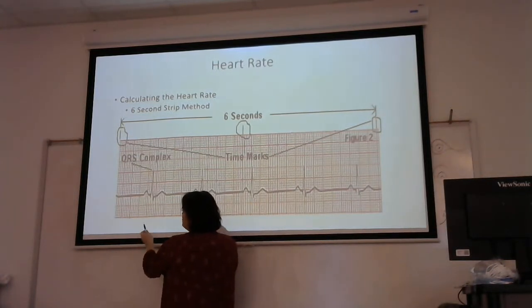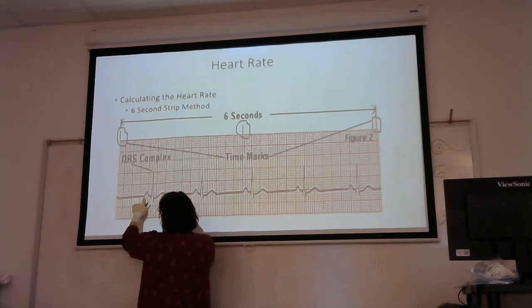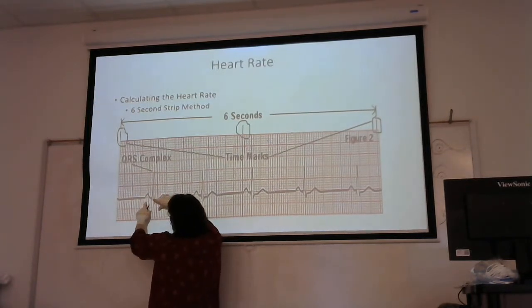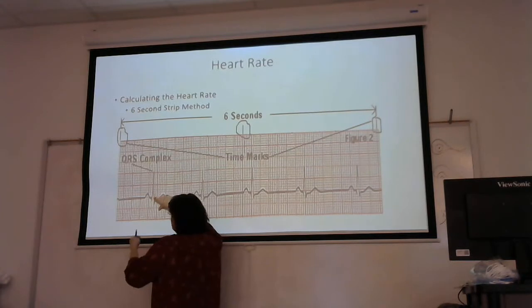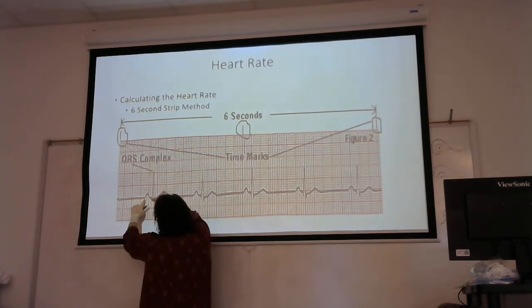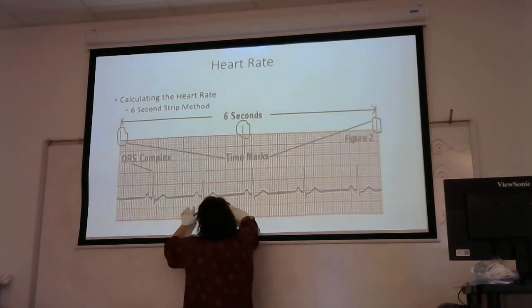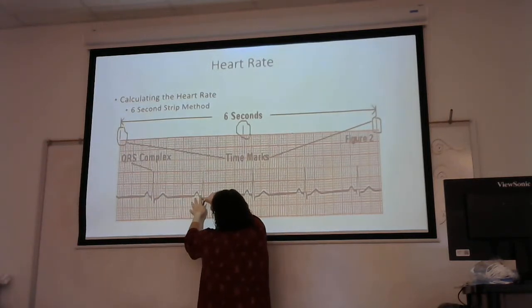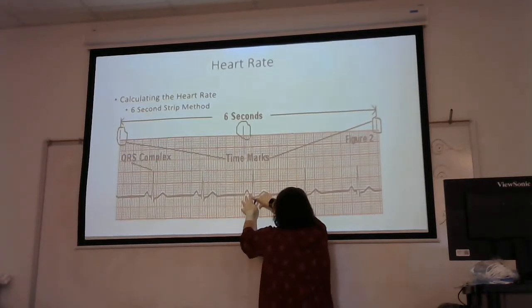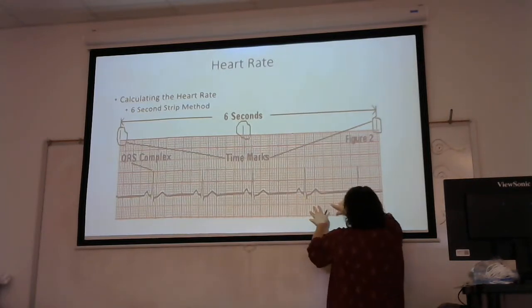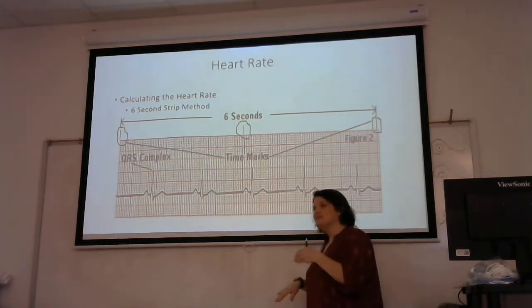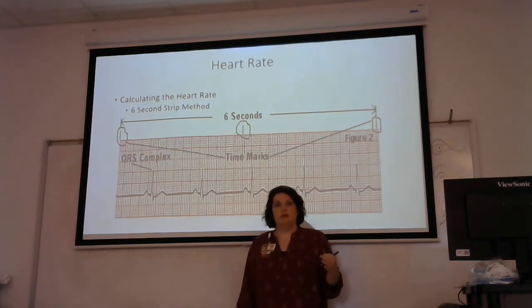So I would measure it right here, the beginning of my P to the beginning of my QRS, which of course is my Q. So from here to here, okay? And that's 4 boxes. So if I measure it here, that should be 4 boxes, that should be 4 boxes, that should be 4, and that should be 4. It should consistently be the same, okay?